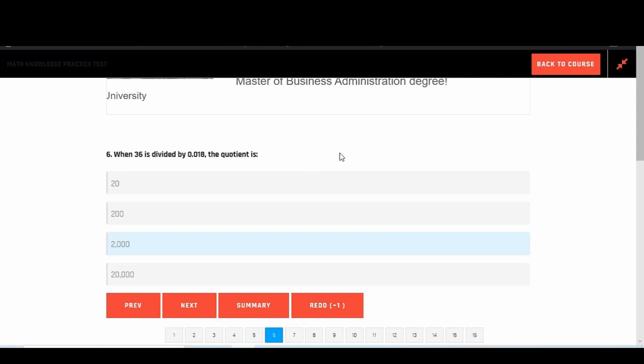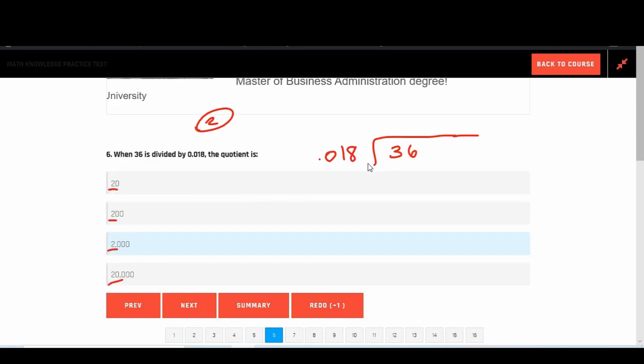When 36 is divided by 0.018, the quotient is, so this one's basically asking us to do long division. 36 divided by 0.018. Again, we know 18 goes into 36 2 times. So if we're using mental math to guide our work, we're saying to ourselves, this has to start with a 2, and all of these do.